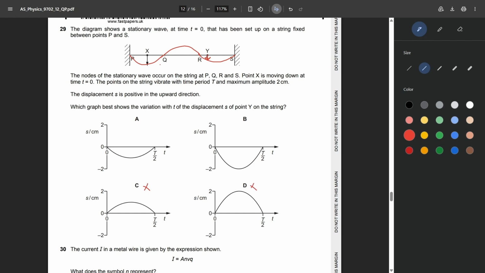Now, this point right here, Y, is not at the center of 2 nodes, which means Y does not form an antinode. If it was at the center of R and S, it would have formed an antinode, and the maximum displacement here would have been 2 centimeters. But since point Y is not at the center, it's closer to R, the maximum displacement of Y will be less than 2. So the answer will be A, option A. The point Y will never actually be able to reach 2 centimeters.